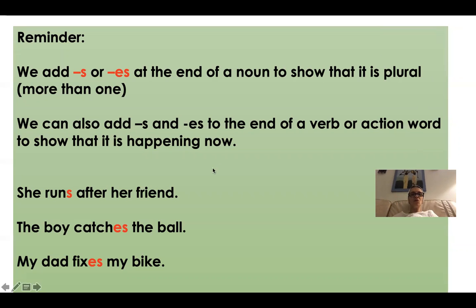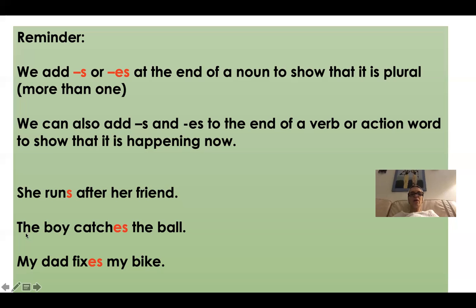So if you notice here, she runs after her friend. My subject here, the sentence is about she. She is only one person. And what is she doing? She runs after her friend. I put s after the word run. This is my action word, run, and I put an s because only one person is doing that action, and that one person is she.